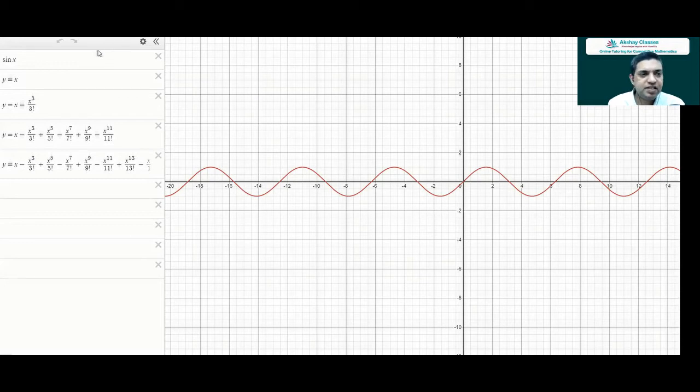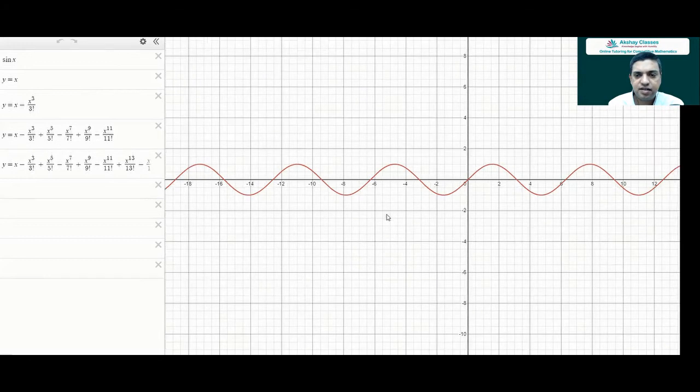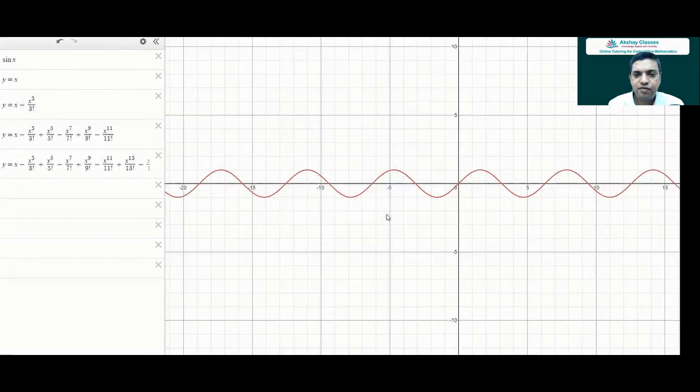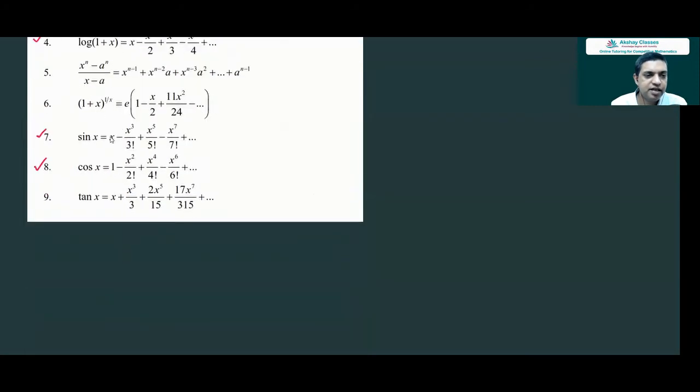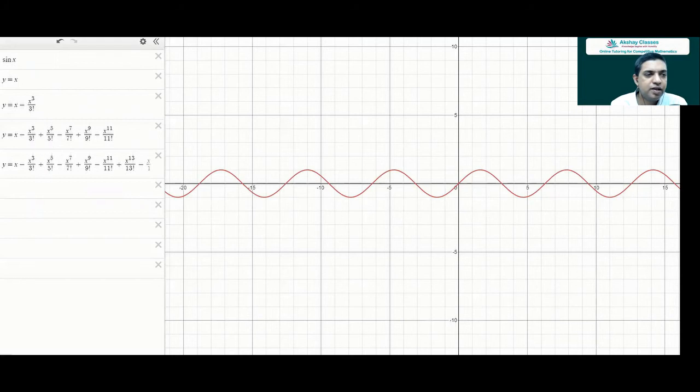So this is the graph of sin x. We know this is the graph of sin x. Now, if I take the first term of the Maclaurin series of sin x, what is that? First term of the Maclaurin series of sin x is x. So when I choose that, I just get a straight line, y equal to x. So this is the approximation.